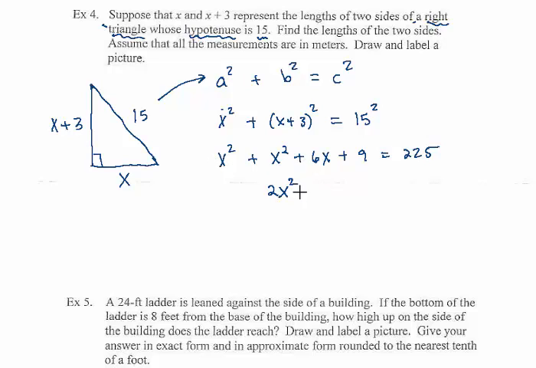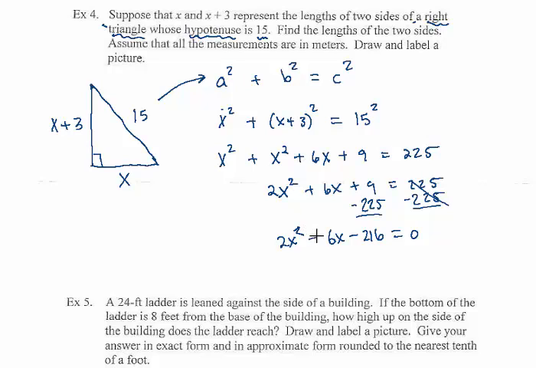We have 2x squareds, and with this being a quadratic equation, we do want to put it in standard form so that we can solve it. And so this 225 needs to move to the left side along with all of the other terms. And now we have standard form with 0 on the right, a minus 216, our 6x, and a 2x squared.